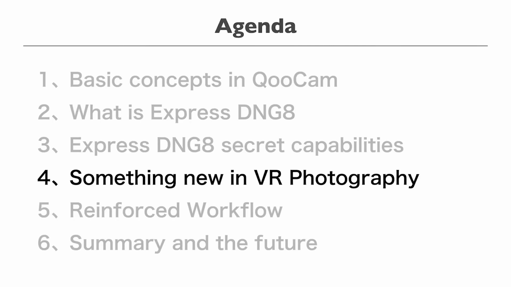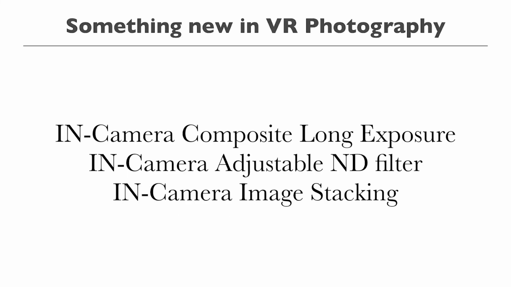And Express DNG8 mode provides something new in VR photography, which means we have in-camera composite long exposure shots. The longest exposure time will be 8 seconds, right? Because the longest time for the DNG8 is 1 second. Multiply by 8, we have an 8-composite long exposure shot.